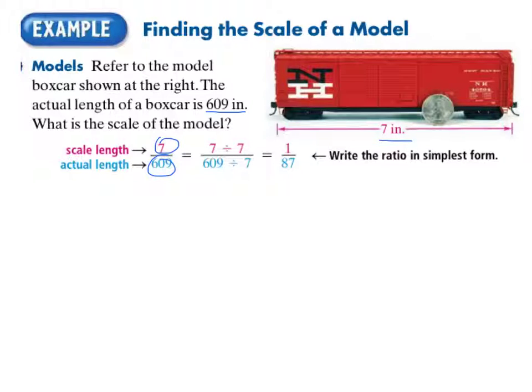Then we want to get the scale length down to 1 so we can get a ratio of 1 to something to figure out the scale of the model. So you divide both by 7 because that's the only way we can get 7 down to 1. So dividing 7 by 7 and 609 by 7, we end up with 1 over 87. So our scale for the model is 1 inch to 87 inches.